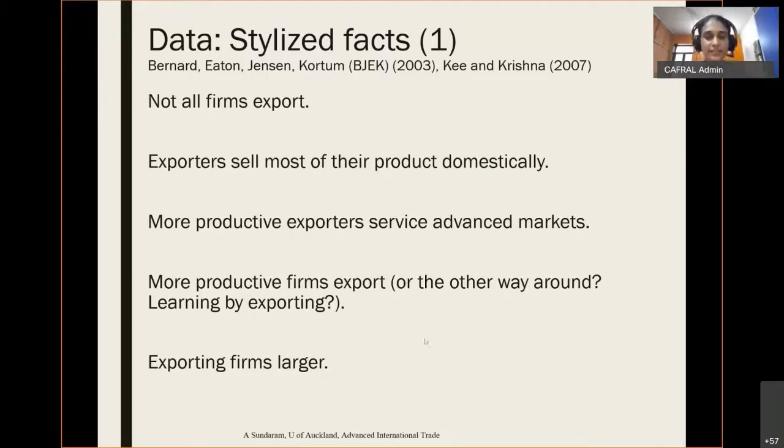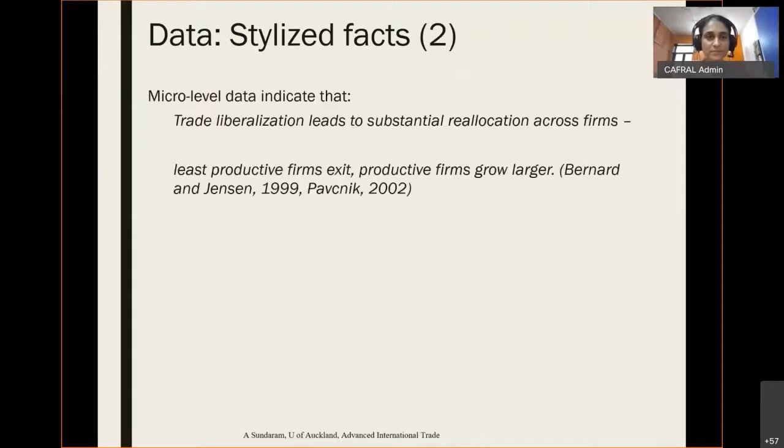The other thing is we find that exporting firms are just much larger than non-exporting firms. So micro level data indicates that trade liberalization really leads to substantial reallocation across firms. So what people observed is once you liberalize trade, you see that a lot of the less productive firms just exit the market, and the more productive firms actually grow much larger. So there is this reallocation that people observed in the data.